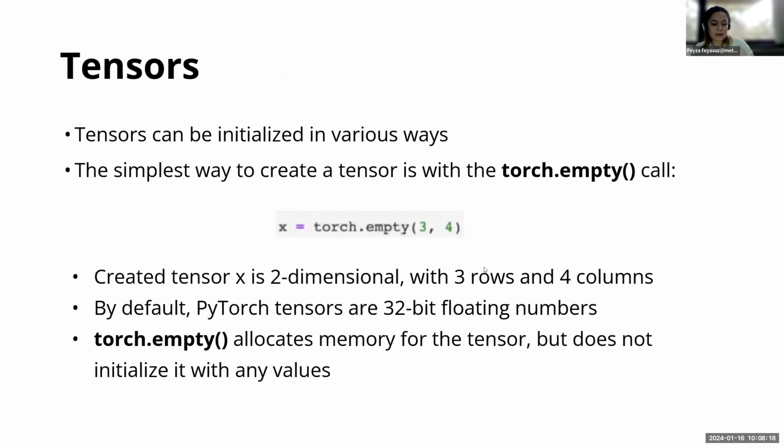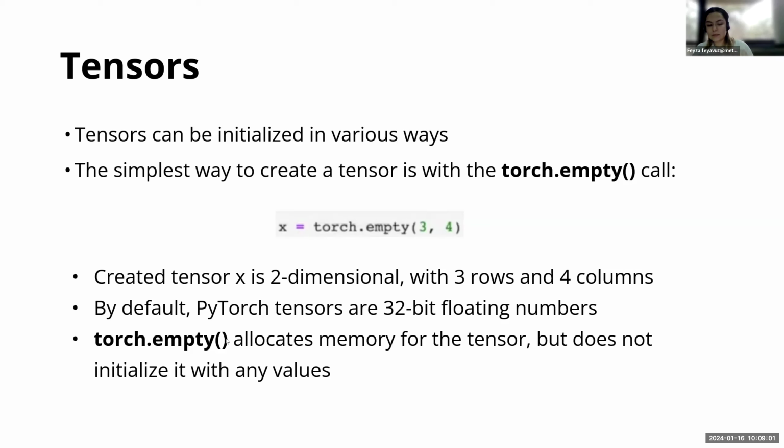And in PyTorch, actually, we can initialize tensors in various ways. One of the simplest ways is to create a tensor with the torch.empty call. And you can see the syntax in here. With this call, we create a tensor x, which is a two-dimensional tensor. It has 3 rows and 4 columns. And here we do not define any types, such as integer, float, or Boolean, since with this selection, by default, PyTorch tensors are 32-bit floating numbers. Please keep that in mind.